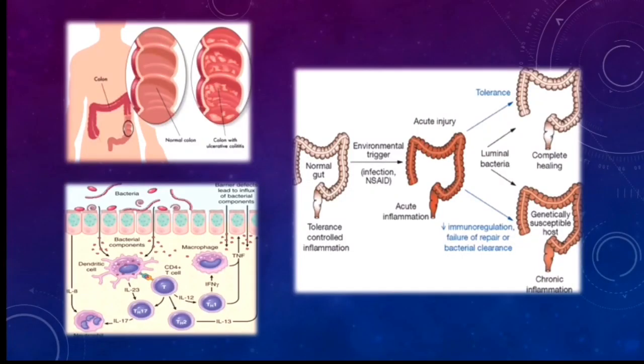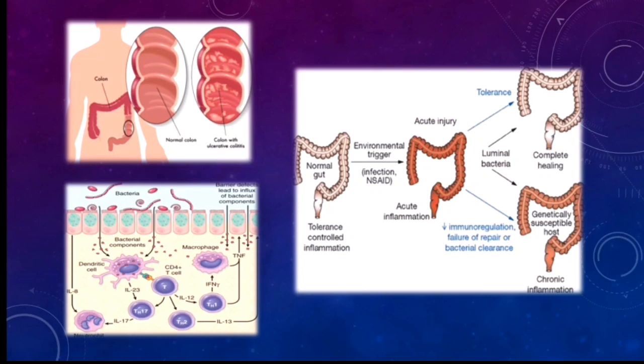So in the picture on the right, we have a normal gut. With triggering factors such as infections and non-steroidal anti-inflammatory drugs, we get acute injury and inflammation of the bowel that cause either tolerance and complete healing or chronic inflammation in genetically susceptible hosts.